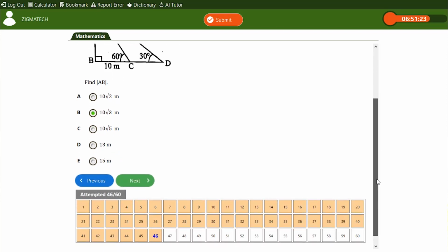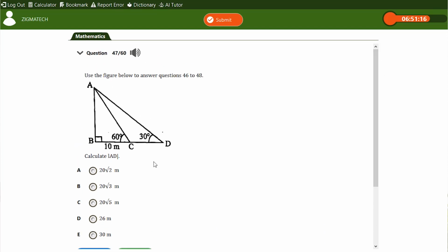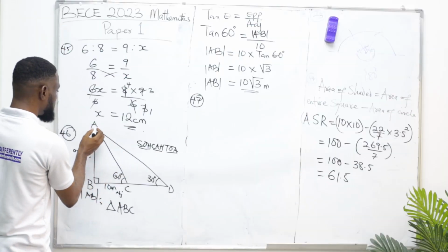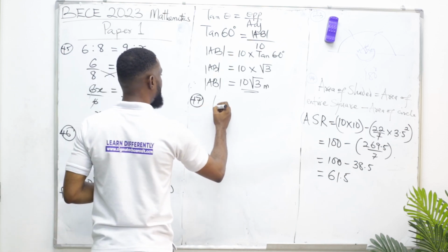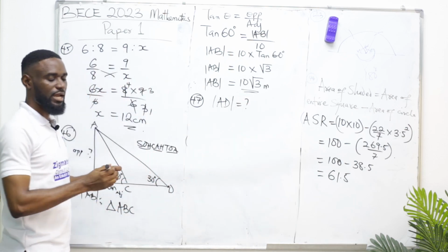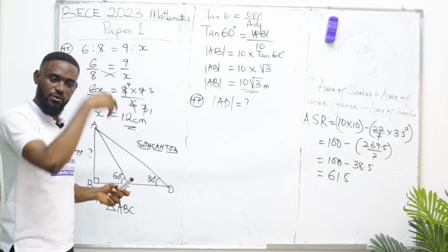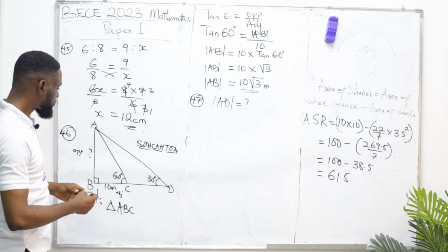Okay, so let's go to the next one. Question 47 says, calculate AD. What is our AD? AD is this line here, the hypotenuse of the larger triangle. So what is AD?